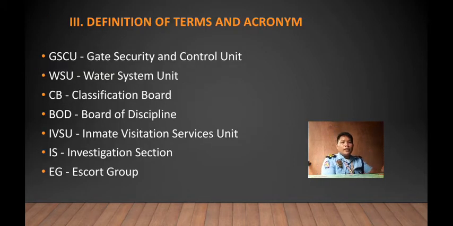We have also here definition of terms and acronyms. So first we have GSCU, which means Gate Security and Control Unit. We have here also WSU, meaning Water System Unit, CB Classification Board, BOD Board of Discipline, IVSU Inmate Visitation Service Unit, IS Investigation Section, and EG. Last is escort group.